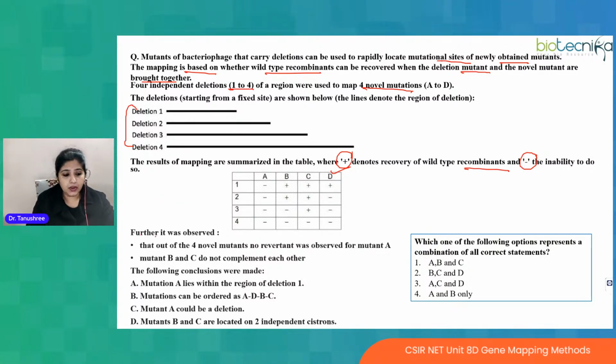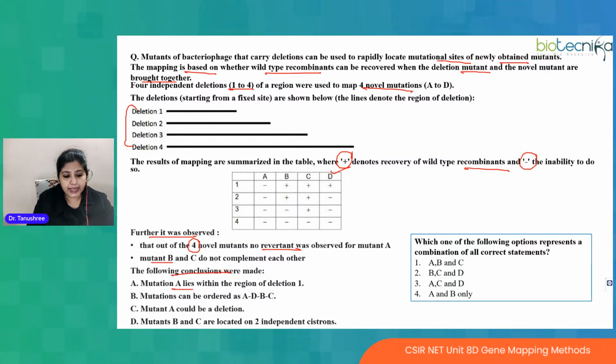Now, certain statements are also given. It was observed that out of the 4 novel mutants, no revertant was observed for mutant A. And the second observation is that mutants B and C do not complement each other. Definitely you should know what complementation is, to understand what it means when we say that B and C do not complement each other. And you also need to be familiar with mutations, like how you can check whether a mutation can be reversed, or whether reversion can be observed or not.